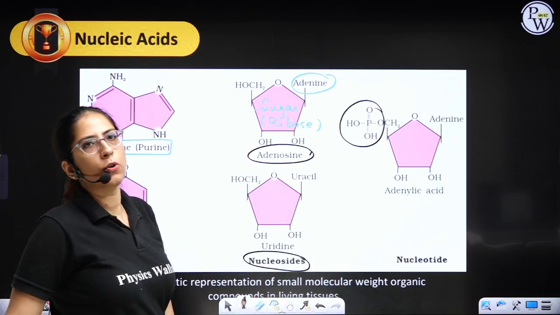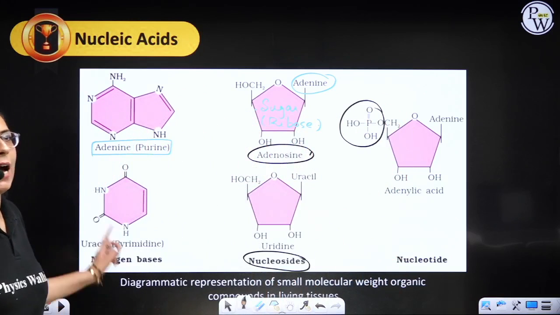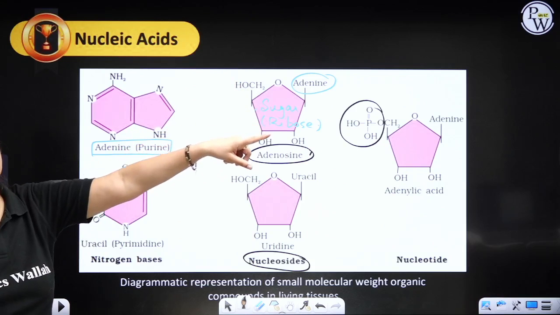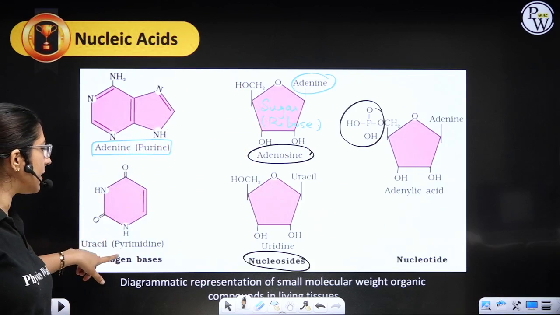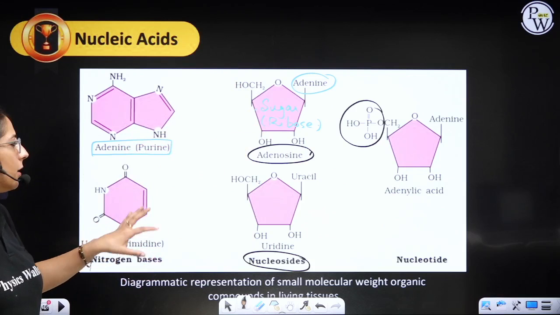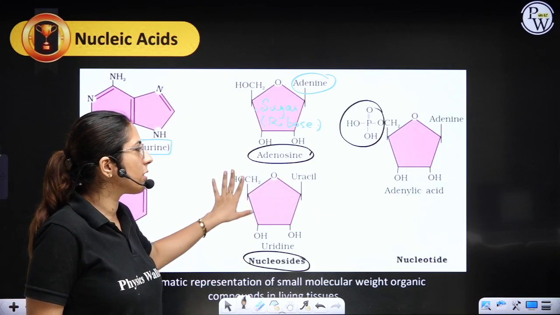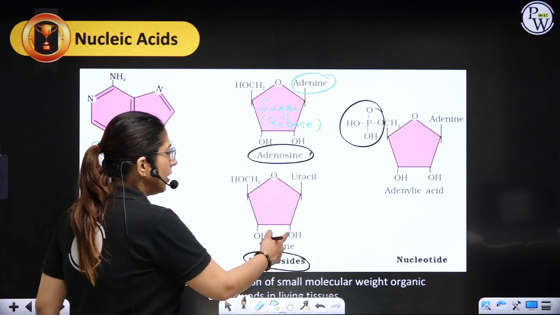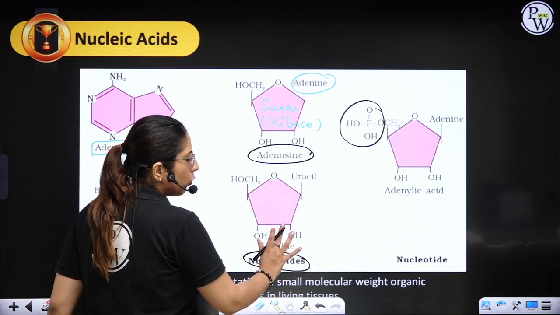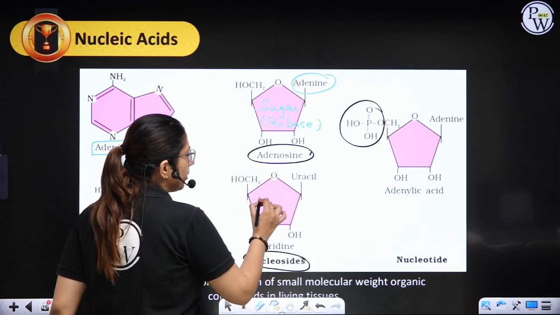So this will come out to be the adenylic acid. Adenine, adenosine and adenylic acid. Here the uracil is there, which is a pyrimidine. Here the uridine will be there. This is how a uridine looks like, because here the two OH groups are there. So two OH means this will be termed as a sugar.